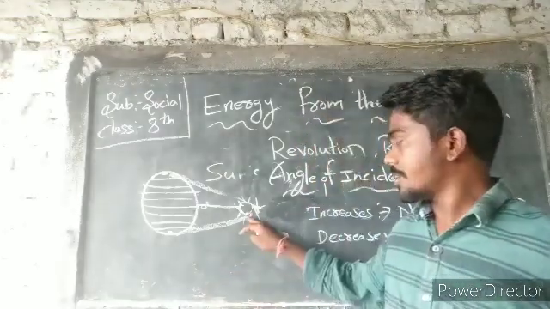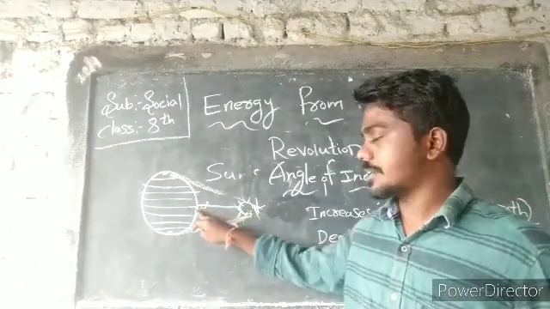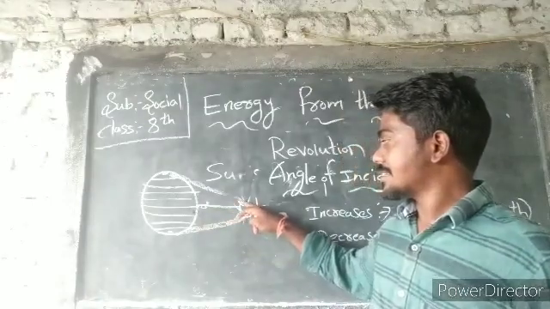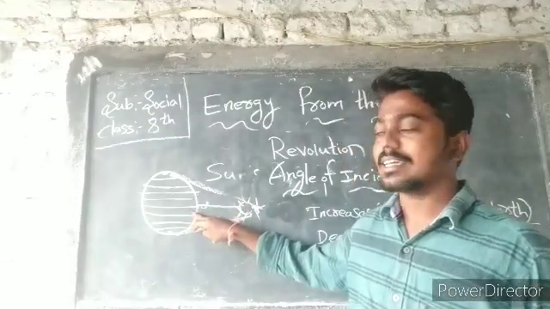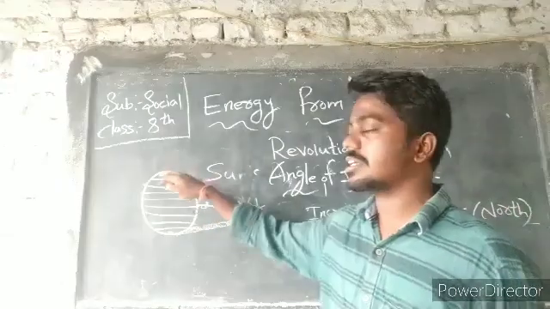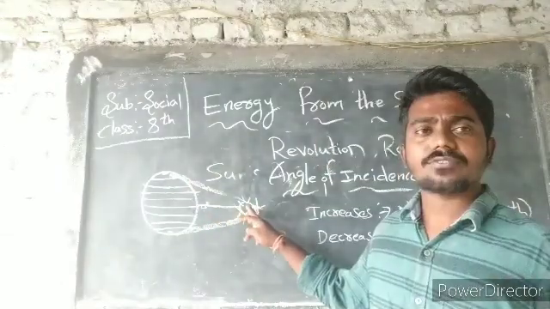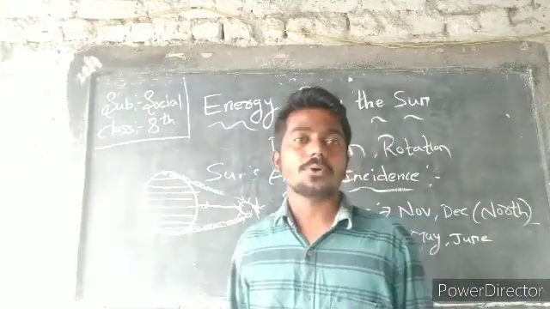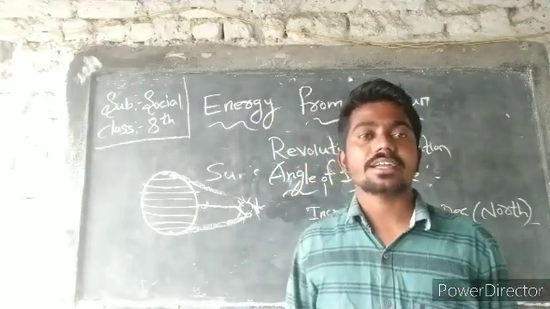If the sun rays fall at 90 degrees on the equator, then it has more temperature rather than the poles. Here we have a short distance, here we have a long distance. The sun rays fall at 90 degrees on the equator and slantingly towards the poles. This is called angle of incidence.